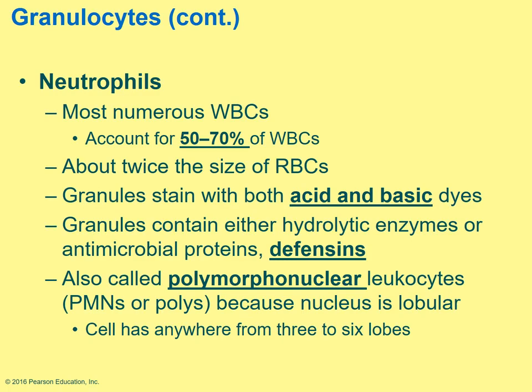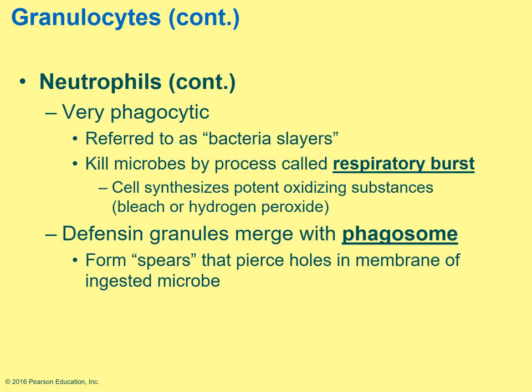When you stain them, you can use acid and basic dyes to stain. They are sometimes called polymorphonuclear leukocytes or PMNs because the nucleus is lobular. It can have anywhere between 3 and 6 lobes to it. They do carry out phagocytosis. They often will poke holes in the membranes of bacteria that they engulf. So they are very good at helping to protect you against bacterial infections.